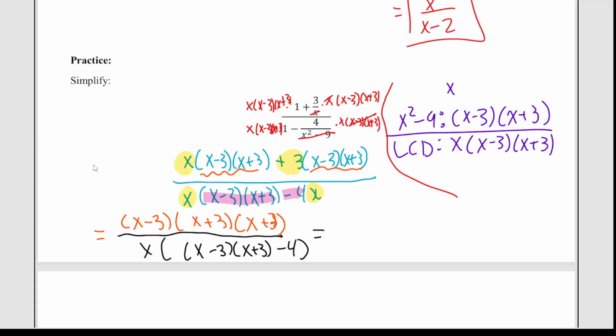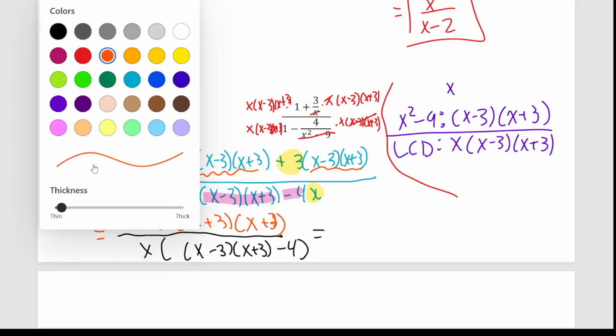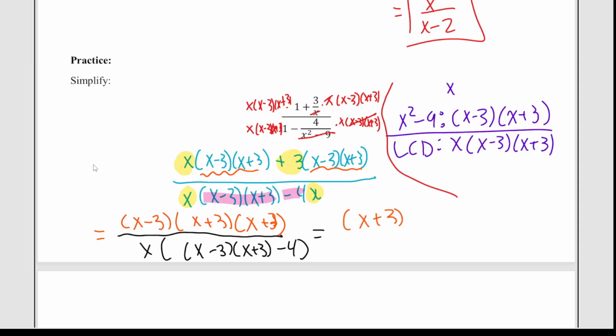Then the numerator looks mostly simplified. The only thing that some people might note is that since x plus 3 is repeated, they might say that's really an x plus 3 squared times x minus 3. For the denominator, we're going to go ahead and FOIL out that x minus 3, x plus 3, which we already know is a difference of squares that's going to work out to x squared minus 9. And then we still have that minus 4.